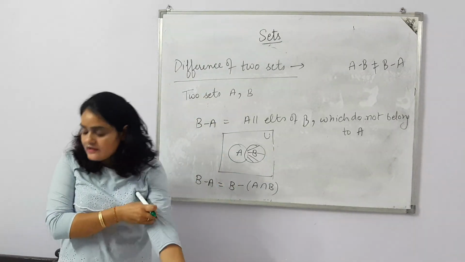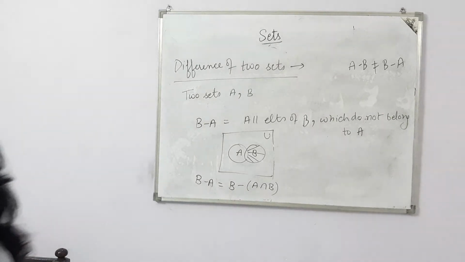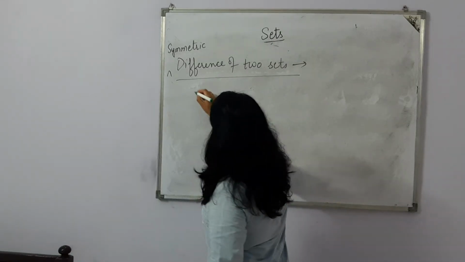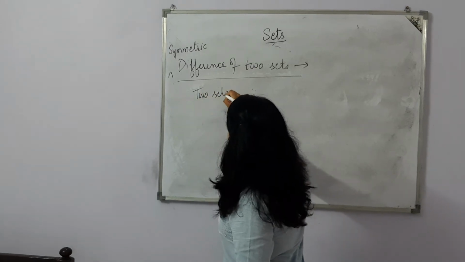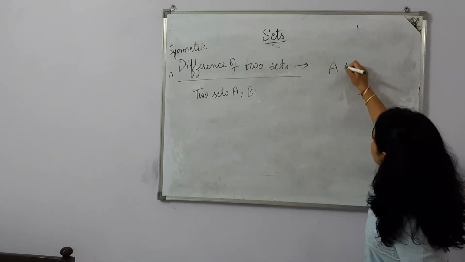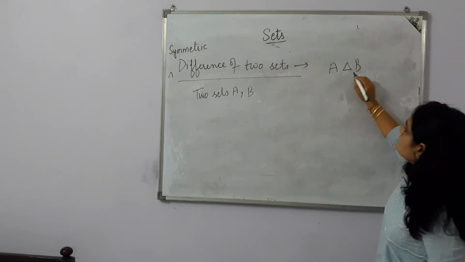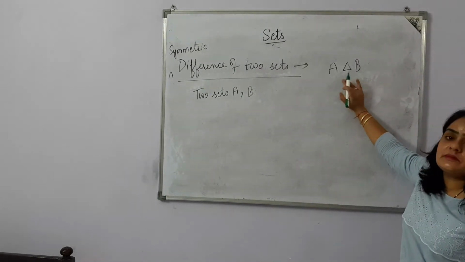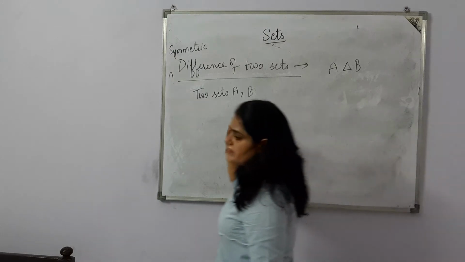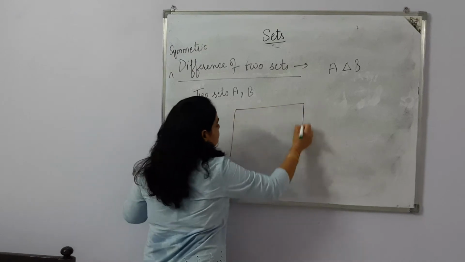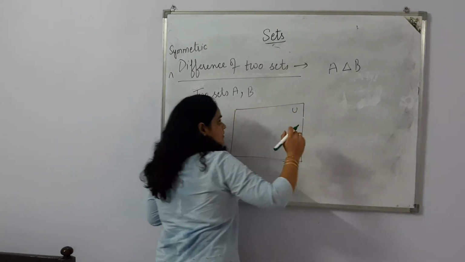Now the next topic is symmetric difference of two sets. Again we have two sets A and B. Then symmetric difference will be denoted as A delta B. This is just like a triangle symbol, but we'll call it delta. A delta B is called the symmetric difference of two sets. What do you mean by A delta B? In the Venn diagram, I'll show you.